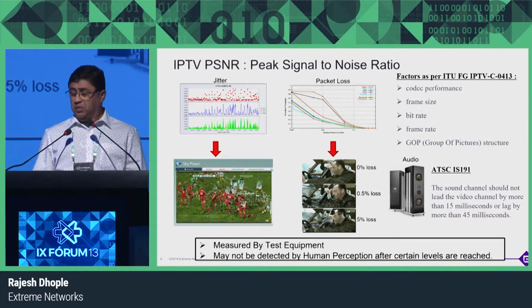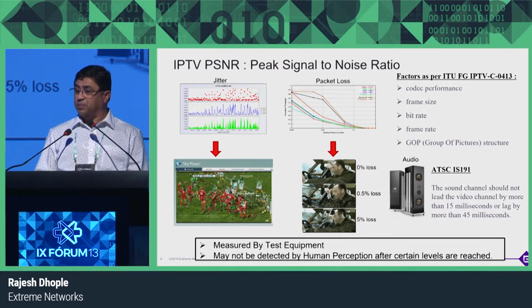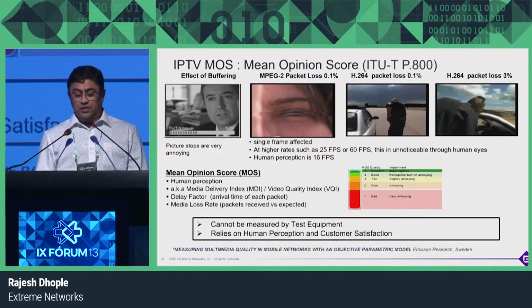Usually, the jitter and the packet loss may not be detected by human perception. What human perception does is what we call mean opinion scores. Human perception is generally at 16 frames per second. So if you look at 4K videos, they are generally more than 16. They are 24, they are 30, sometimes 40 frames per second. So MOS is not going to affect 4K video.